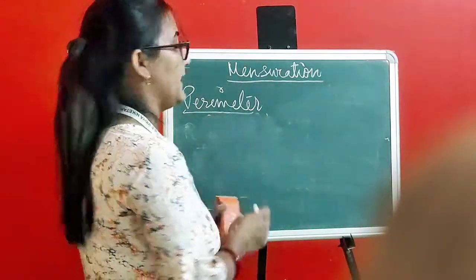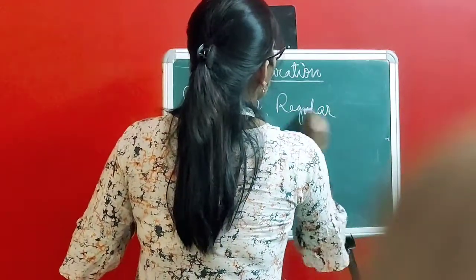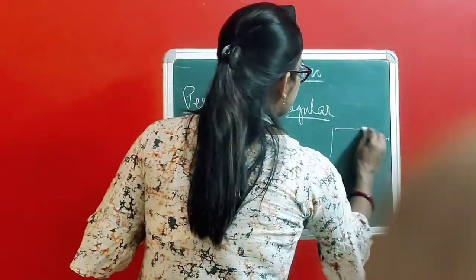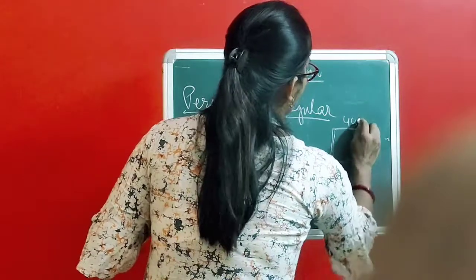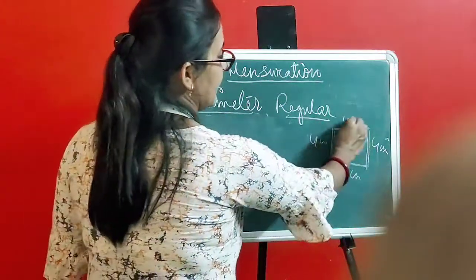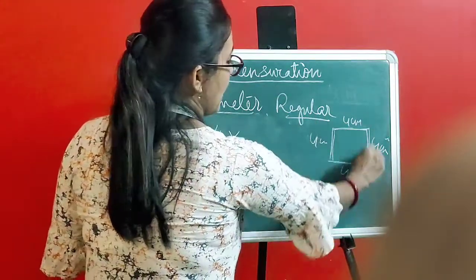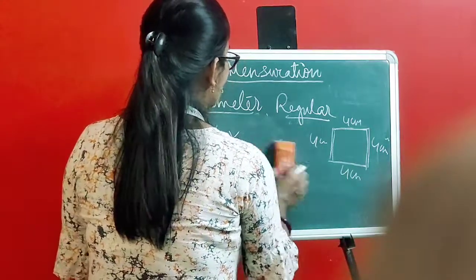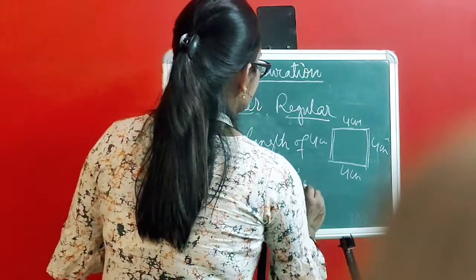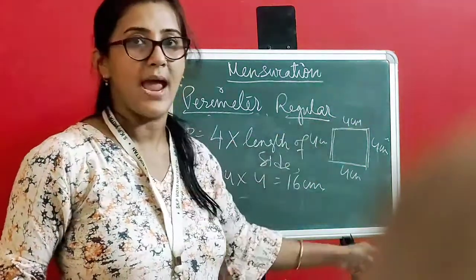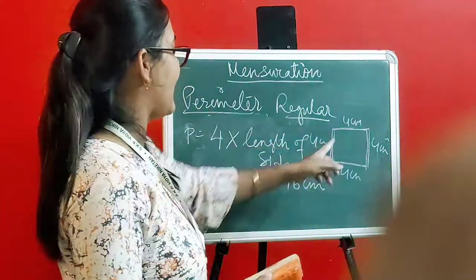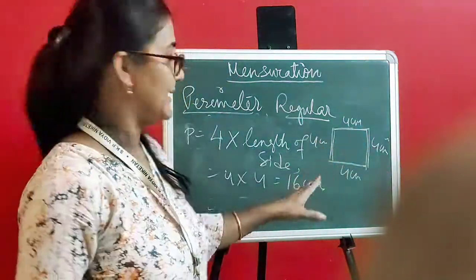Now next we will see the perimeter for regular shapes. Regular shapes are those which have equal measurements of sides. Suppose you can see here, this is a square. Here you can see 4 cm, 4 cm, 4 cm, 4 cm. For this, the perimeter is simply 4 into the length of a side. So here 4 into 4, 16 centimeter is the perimeter of a square. As we know, a square has 4 sides which are all equal. If you add each and every side, then also you will get 16 centimeter.